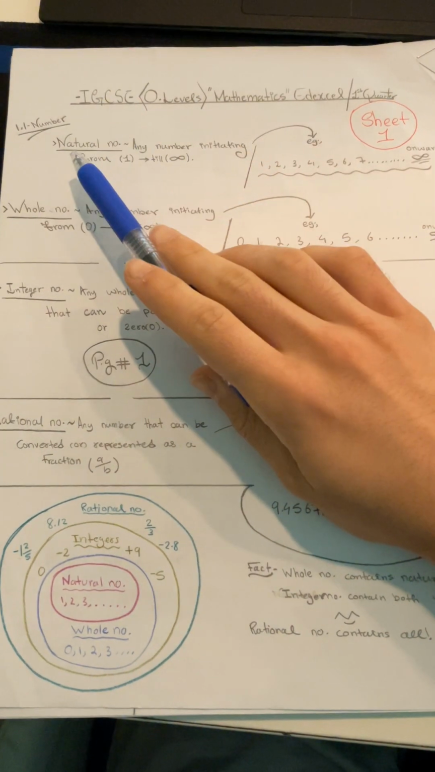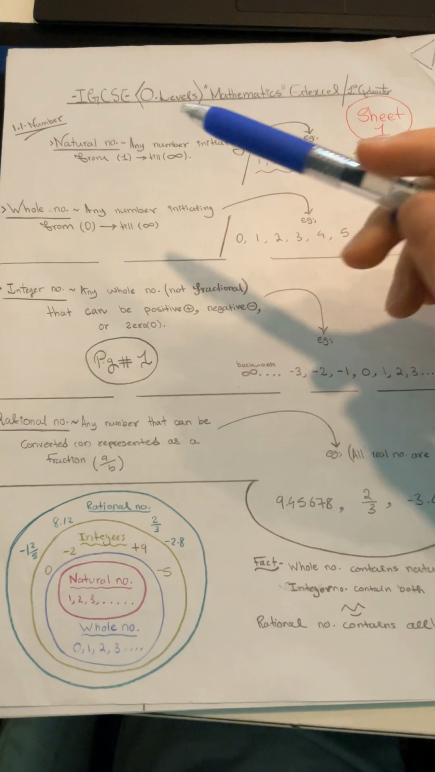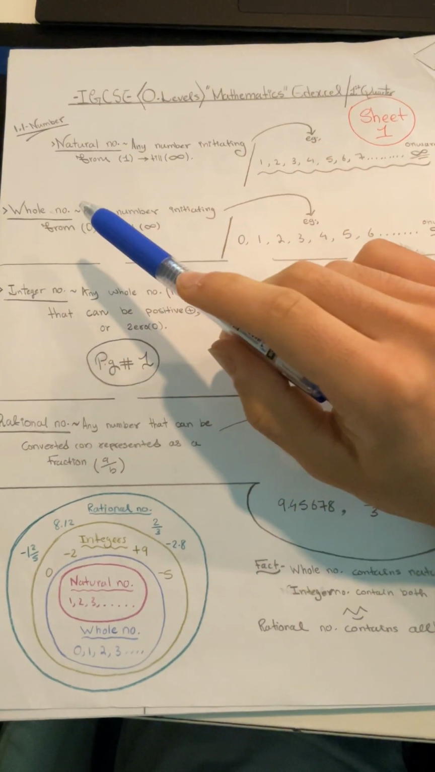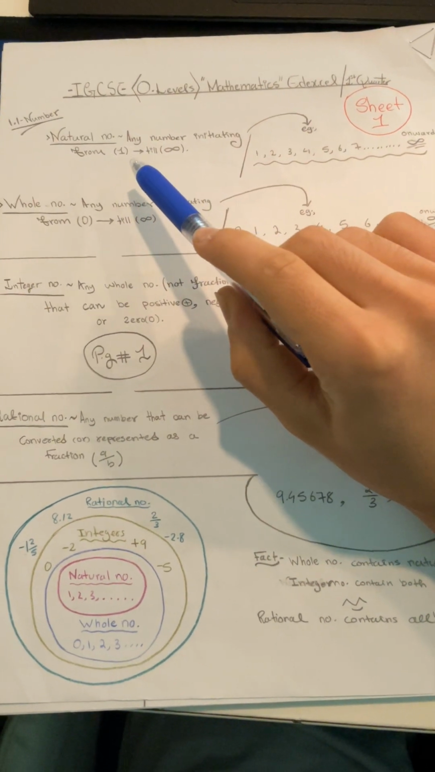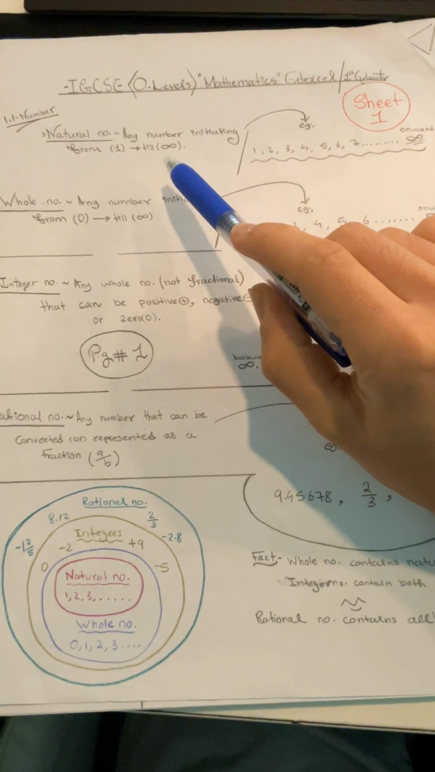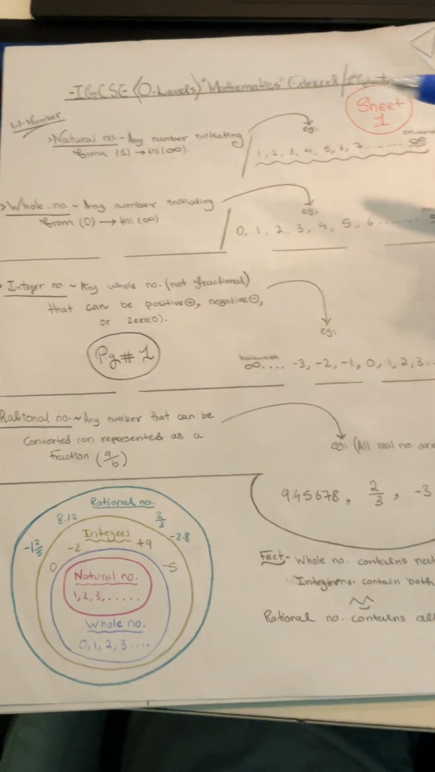So the first lesson is about numbers. We're going to be identifying the types of numbers. So we have a natural number first. A natural number is any number initiating from 1 till infinite. So a number that starts from 1 and then keeps going on till infinite.